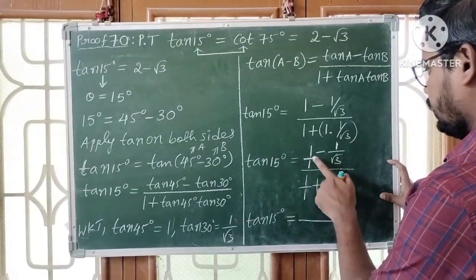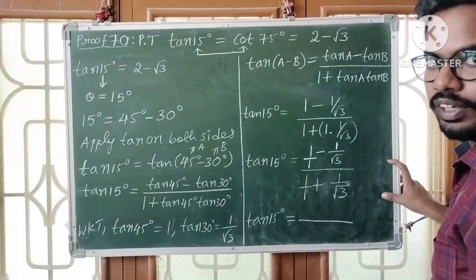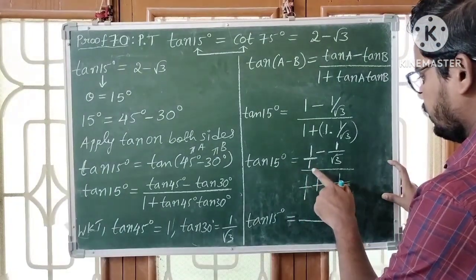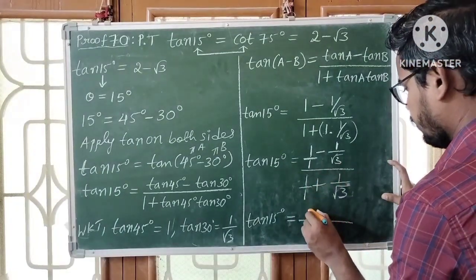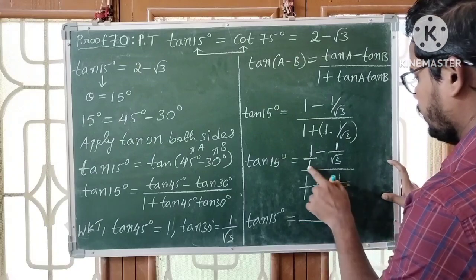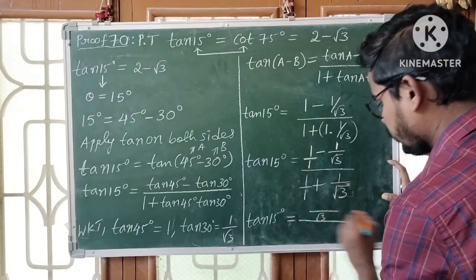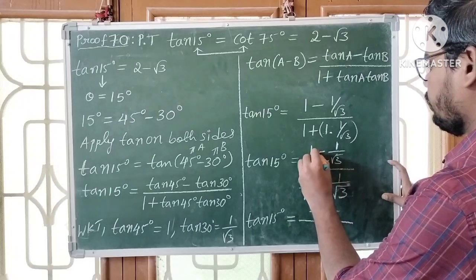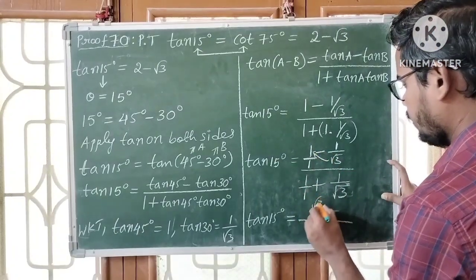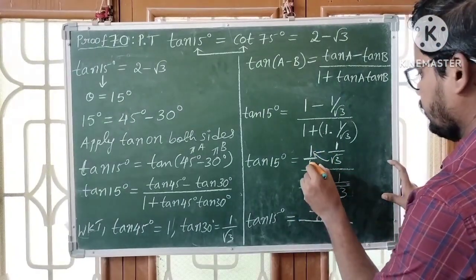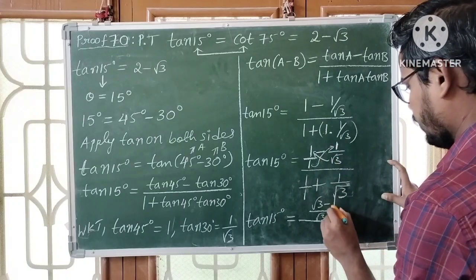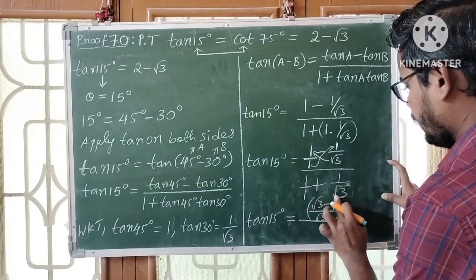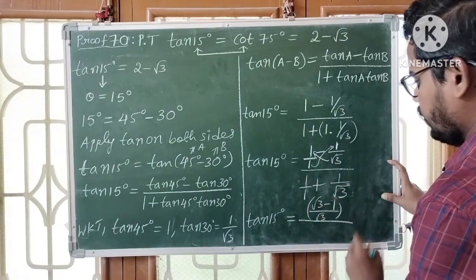To get it, see, subtraction of two fractions is also a fraction. So to get the denominator, take the product of the denominators, 1 into root 3, and crosswise multiplication: 1 into root 3 minus 1 into 1, that is 1. So we get root 3 minus 1 by root 3 into root 3.